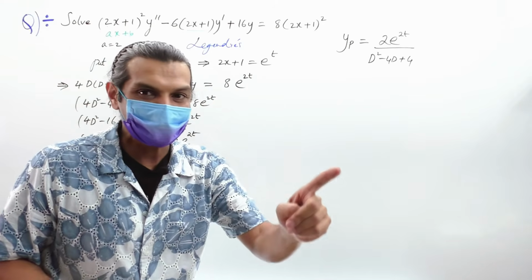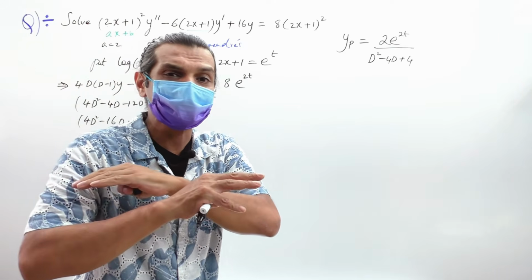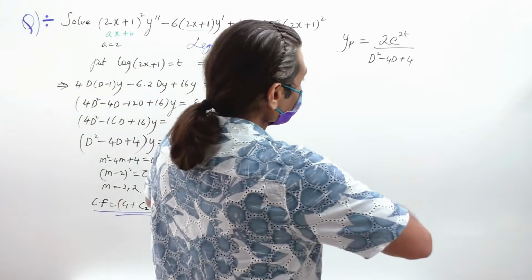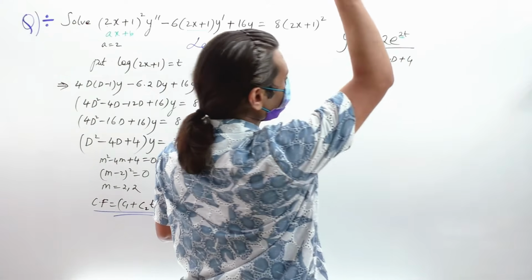So type 1, what we do? Replace in the denominator all the D's by a. Again I repeat, replace in the denominator all D's by a, for e raised to at. What is a here? It is 2 here.